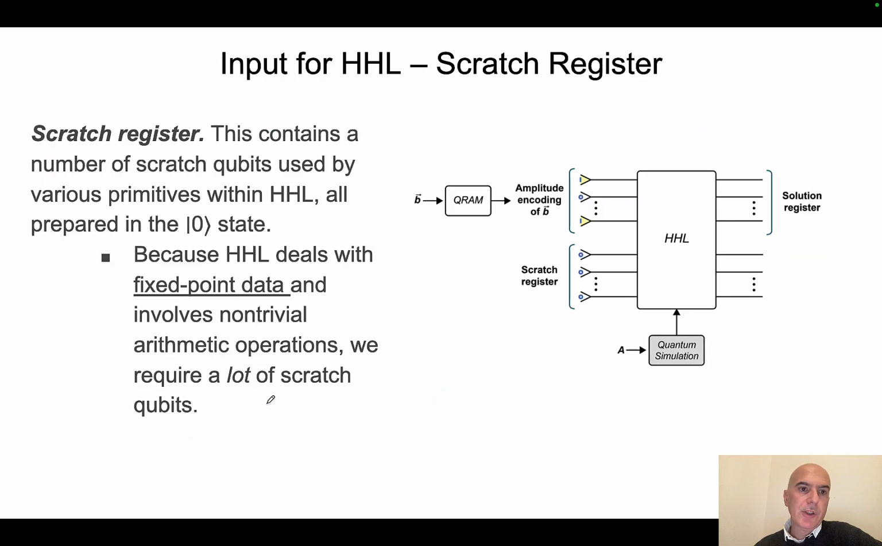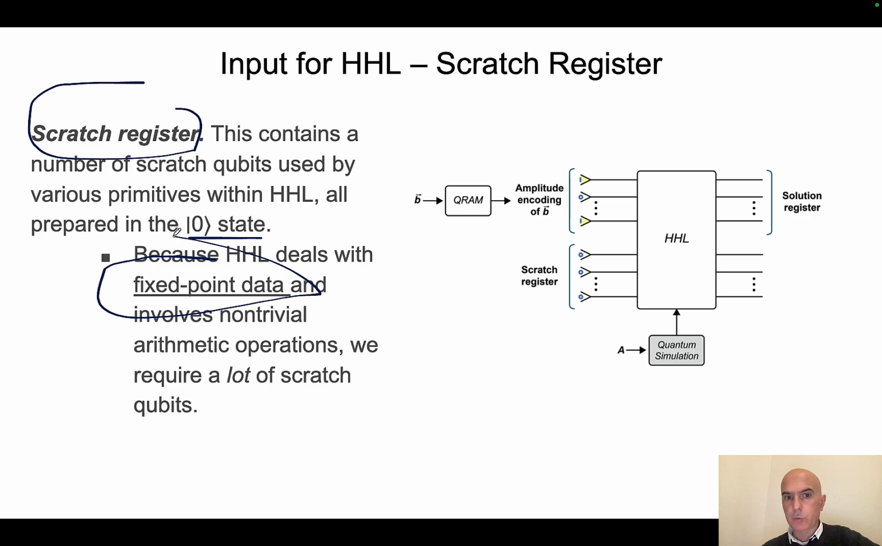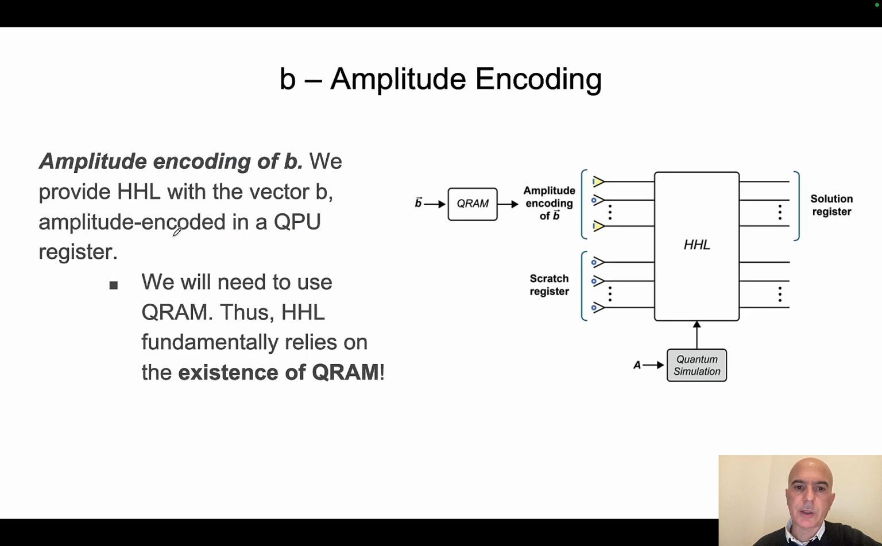There are a bunch of quantum registers that we're going to look at in detail in the next lecture. We have a scratch register that will contain different values for allowing different primitives within the HHL, and this will be prepared in the state 0. A point that I want to make is that we are going to use fixed point data to encode the solution, and therefore this might require quite a few scratch qubits.